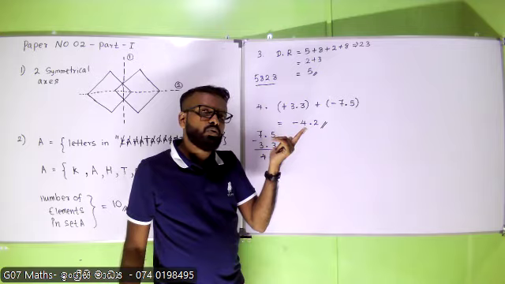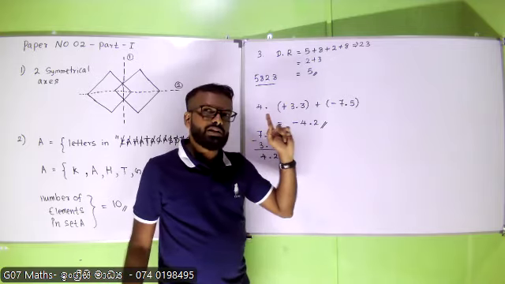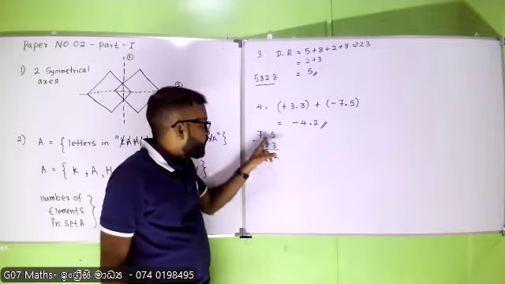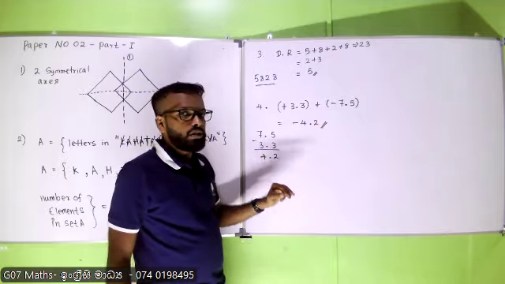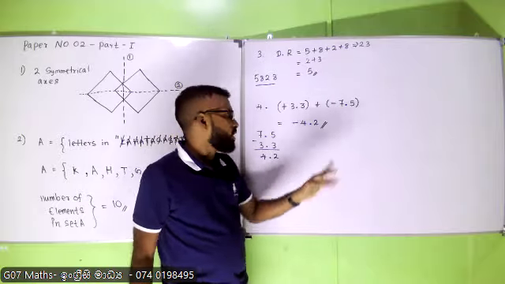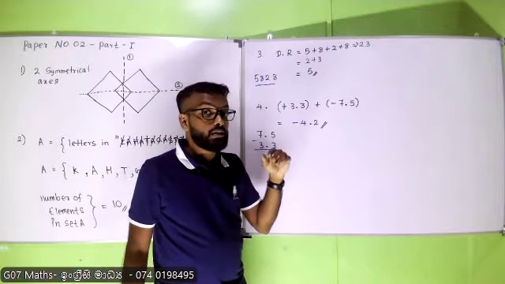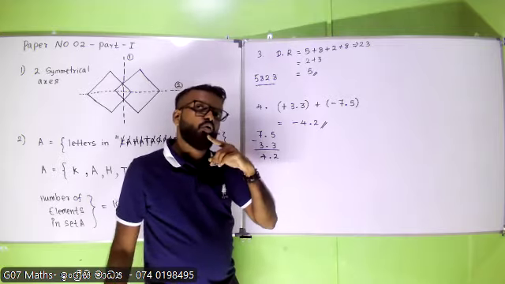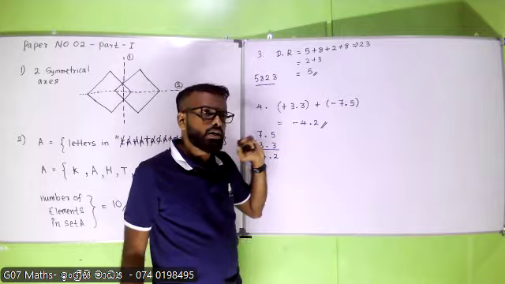Now since they are different signs, I need to get the subtraction. 7.5 minus 3.3. So my answer is 4.2. But this is not over yet, because we have to define the sign. How are we going to define the sign of my answer?